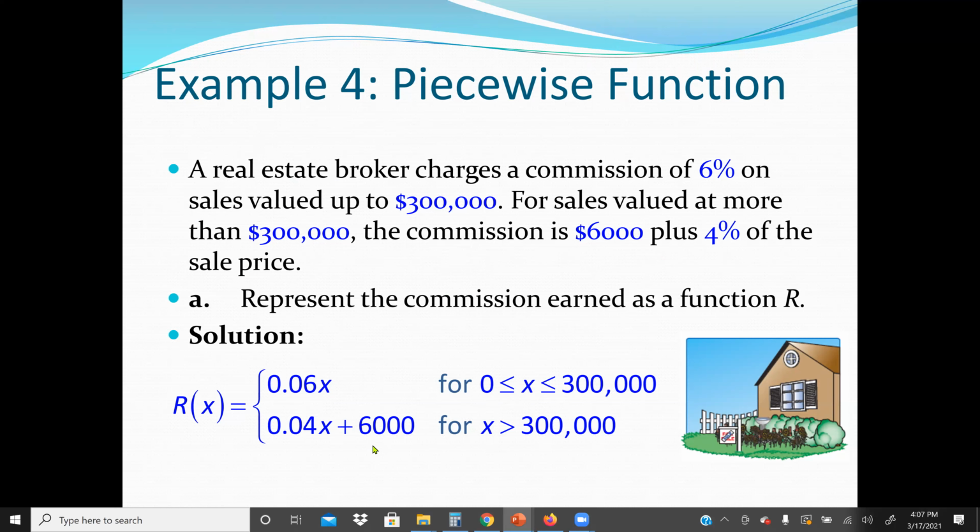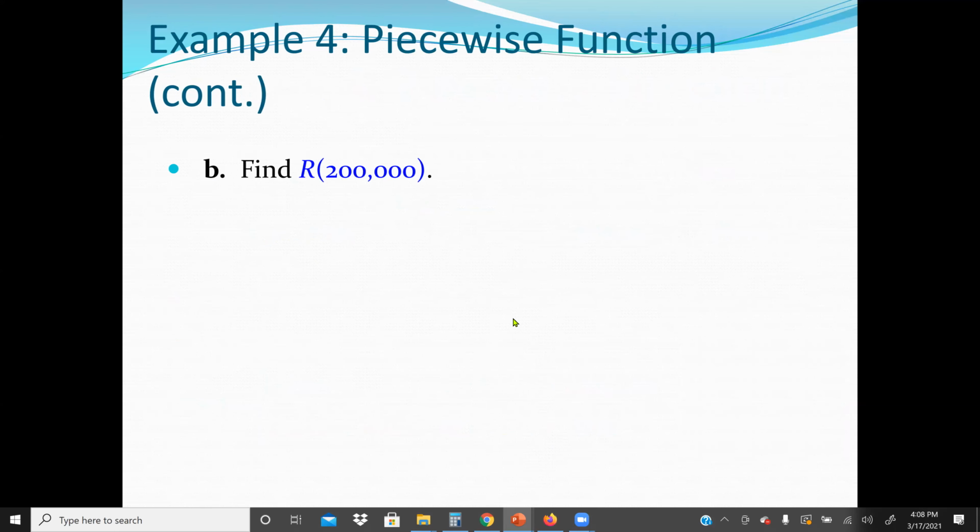Now, greater than 300,000, we get 6,000 base money, so that's 6,000. Then we get 4% of the commission. The sale price is S, so the 4% will be 0.04x. This means if X is greater than 300,000, that is if the house is sold for more than 300,000. So this will be our piecewise function. We have two expressions, but with different conditions, especially the interval. Now we have the piecewise function.